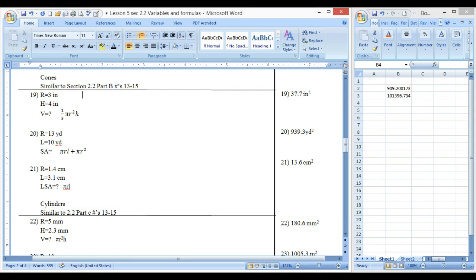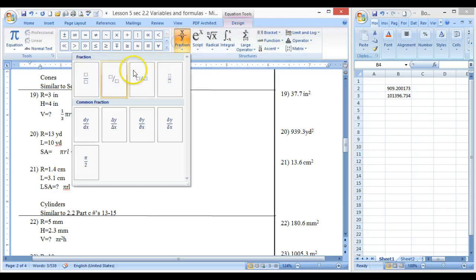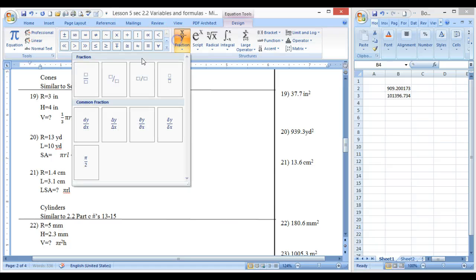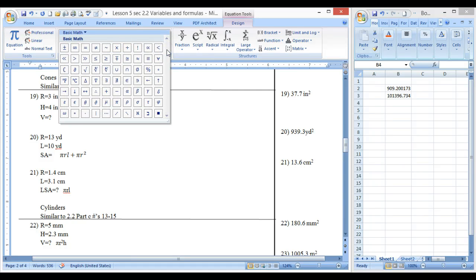Okay, so I want to find the volume of a cone. Here's my formula, 1/3 pi r squared h. In this case, I inserted an equation and I did a fraction to show 1/3, and there's different ways of doing a fraction. You can do the sideways kind. I like having them up on top of one another because I think it keeps everything separate. 1/3.